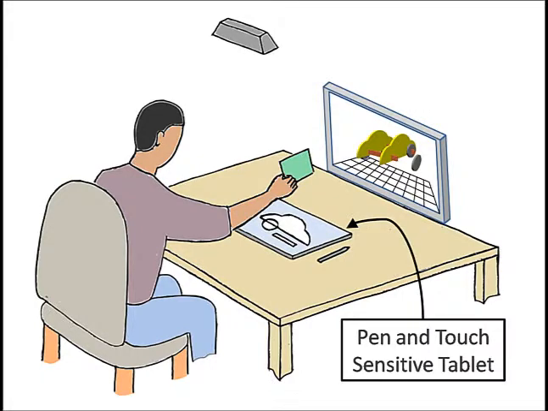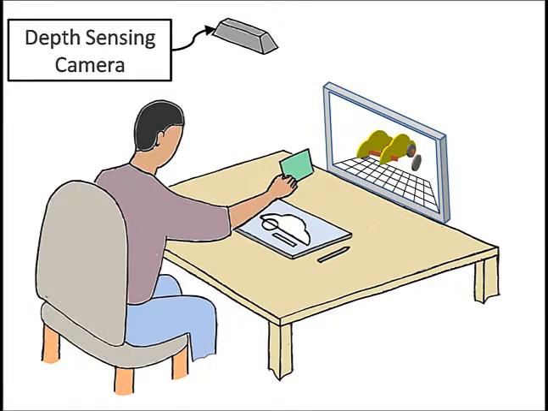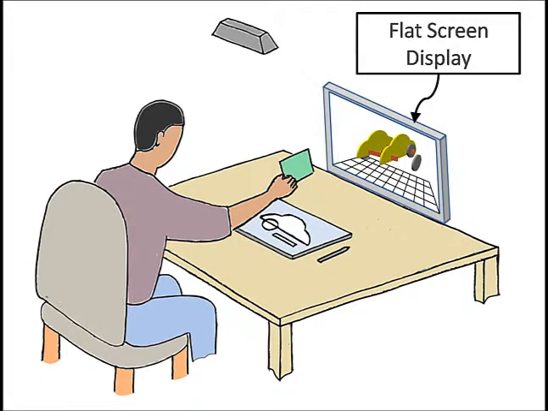A pen and touch-sensitive tablet PC serves as both a sketching medium and a computational system. A depth-sensing camera tracks the user's mid-air hand movements. A flat screen displays the virtual environment where the 3D design gets modeled.